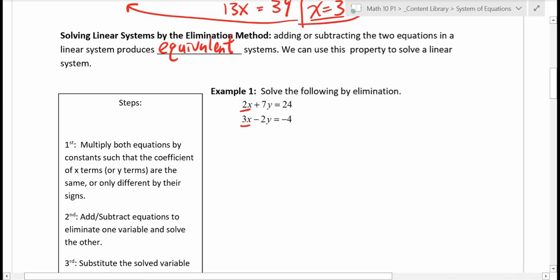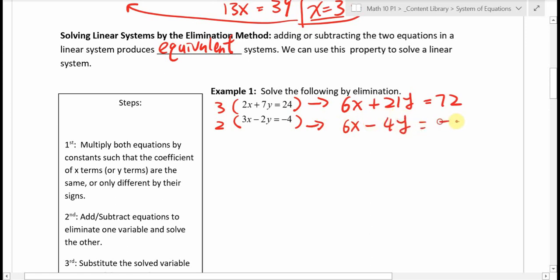Or you can multiply the first equation by 2, so you get 14y, and you can multiply the second equation by 7 to get negative 14y. So the signs don't have to be the same, okay? And in this case, I like to multiply smaller numbers, so I'm going to multiply everything here by 3, and I'm going to multiply everything here by 2, so then we end up with 6x plus 3 times 7 is 21y, 24 times 3 is 72, and here this one, 2 times 3 is 6, 2 times negative 2 is negative 4y, 2 times negative 4 is negative 8.